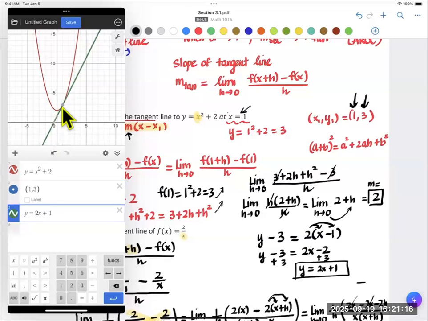You can see that the line at the point x equals 1 is actually touching the graph y equals x squared plus 2. We call this line a tangent line.